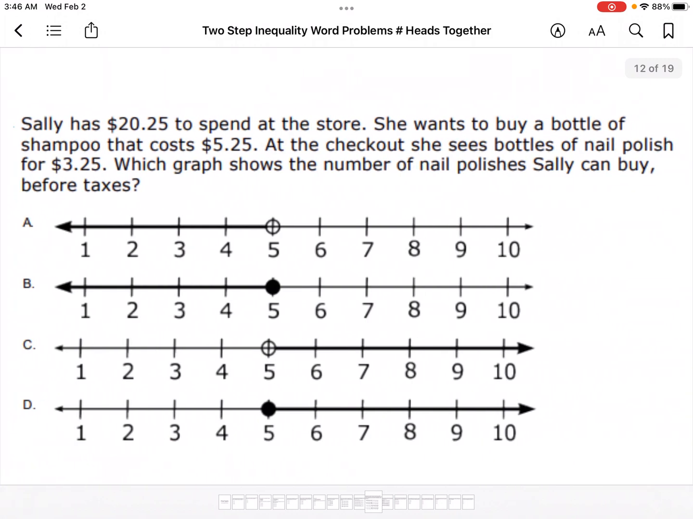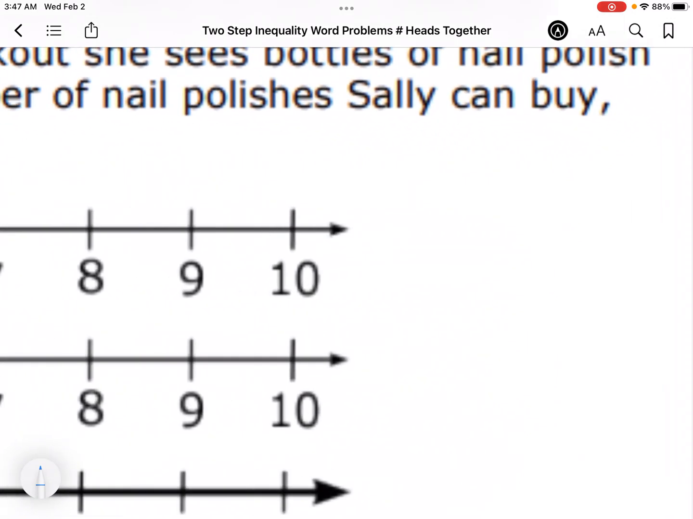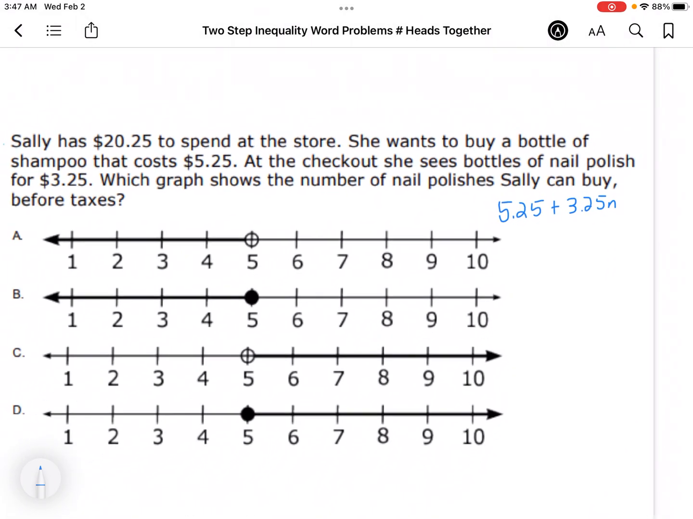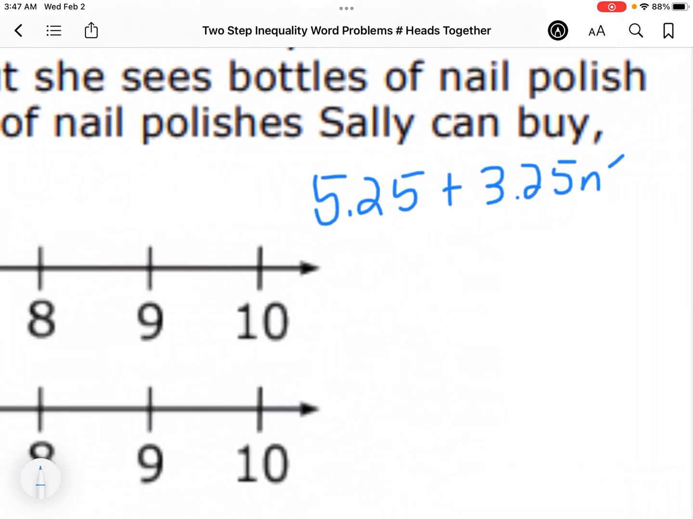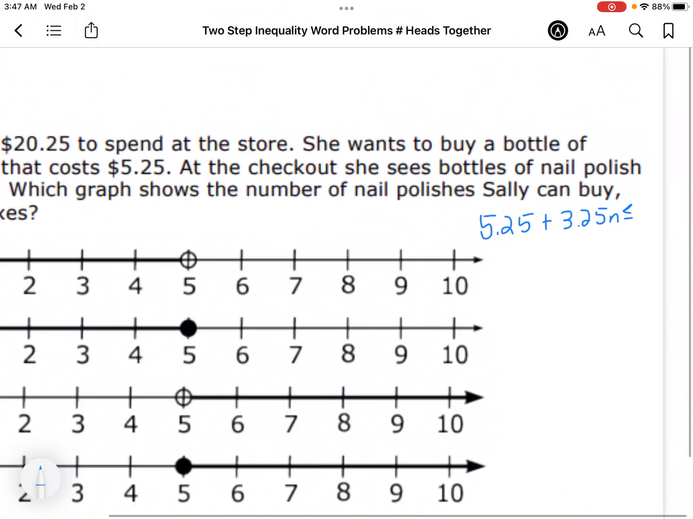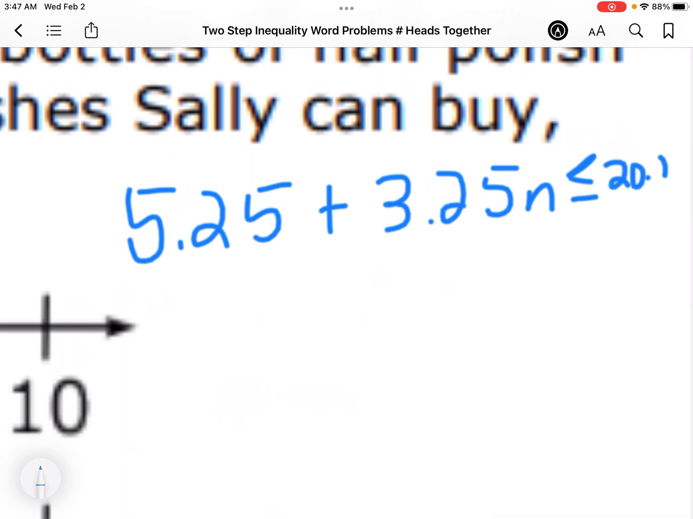Sally has $20.25 to spend at a store. She wants to buy a bottle of shampoo that costs $5.25. At the checkout, she sees nail polish. What is the number of nail polishes she could buy? So this has to be less than or equal to 20.25. So I'm going to subtract off my constant.